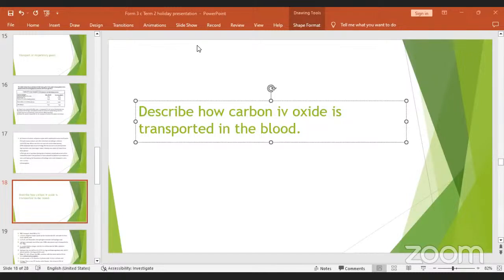Now, if this part is giving you a problem, I want you to go and look at the New Principles of Biology, volumes 1 and 2. It has done very well in this. You will understand it very well. Now, somebody tell me, how do you answer this question?